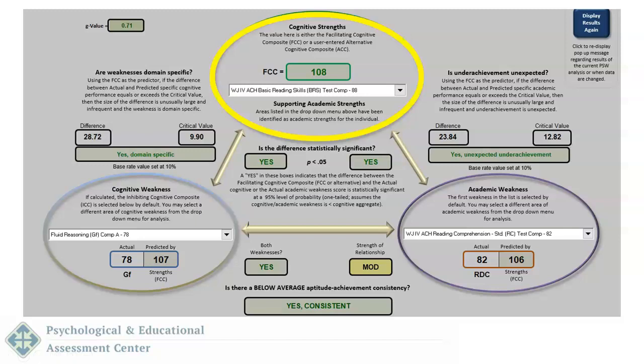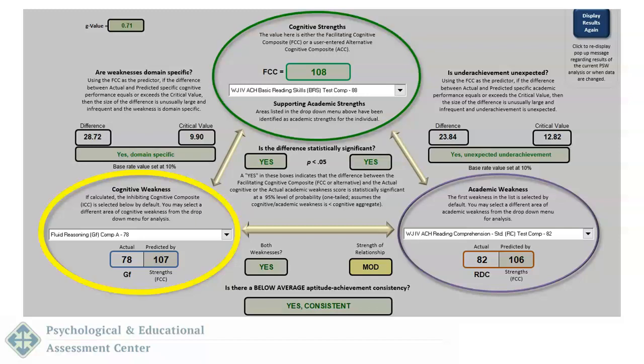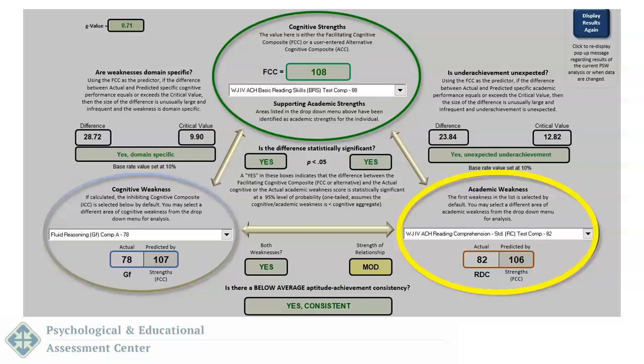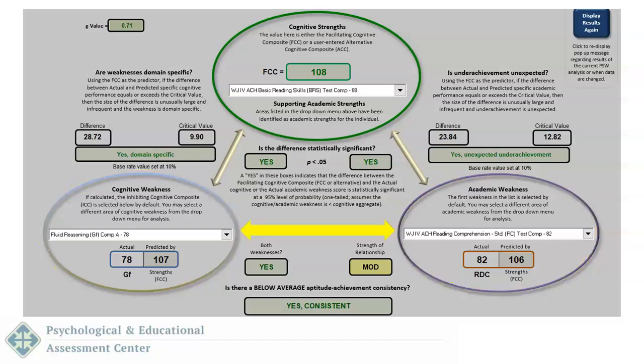Does the individual possess average or better overall cognitive ability? Is there evidence of domain-specific weaknesses in cognitive functioning? Is there evidence of unexpected underachievement? Is there evidence of below-average aptitude achievement consistency? The program will then provide a recommendation about whether the individual's profile meets criteria within the DDC model.